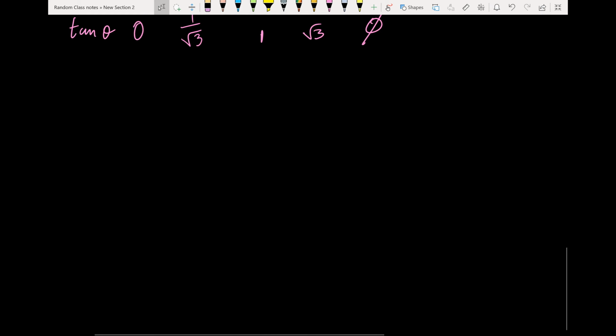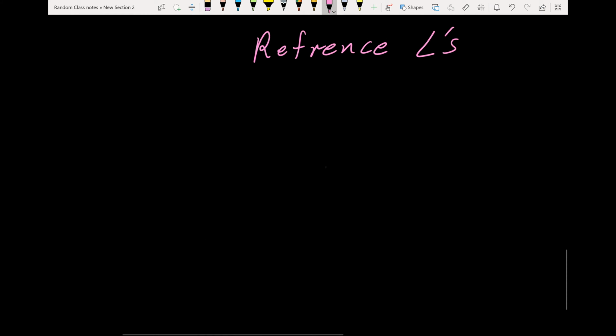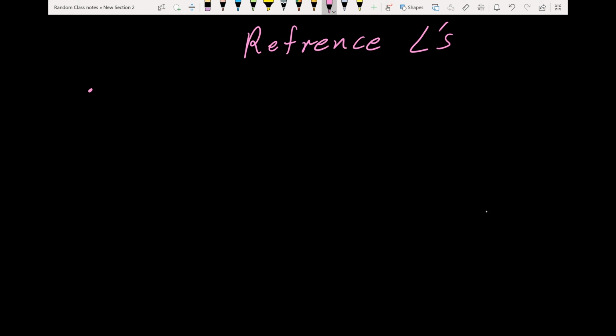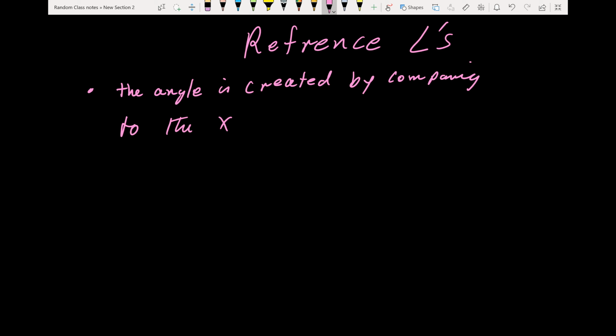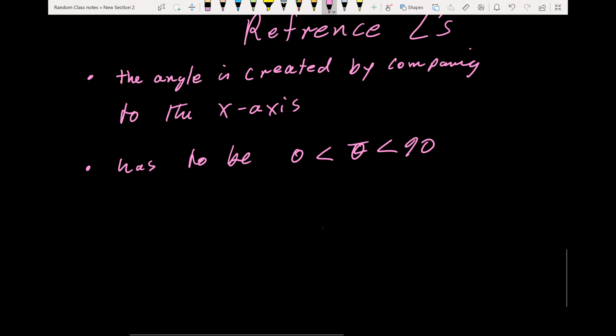All right. So now we're going to look at reference angle. And it has to be greater than 0 but less than 90. That's the symbol for reference angle. What the heck does that even mean? The angle is created by comparing to the x-axis. What does that mean?